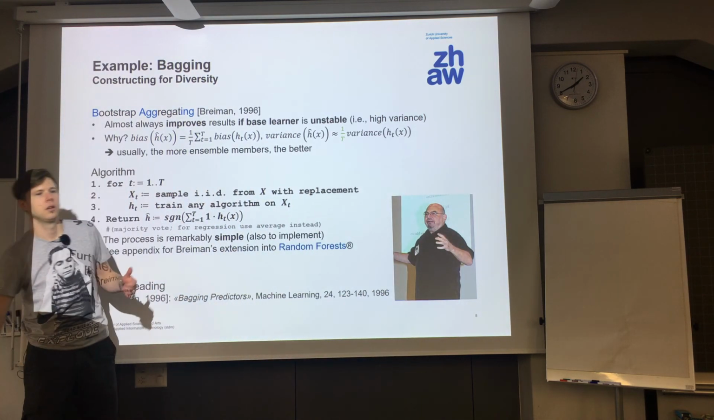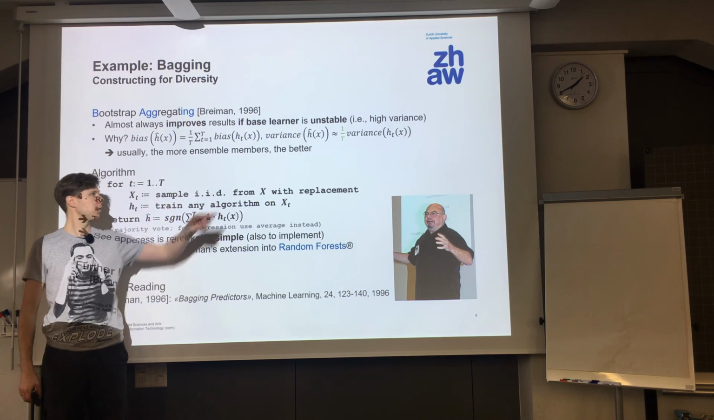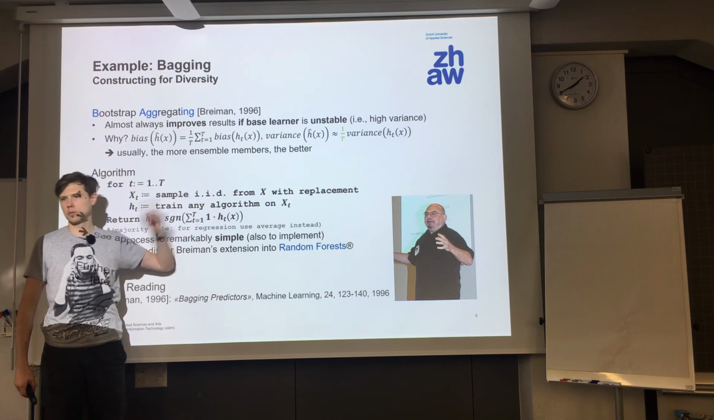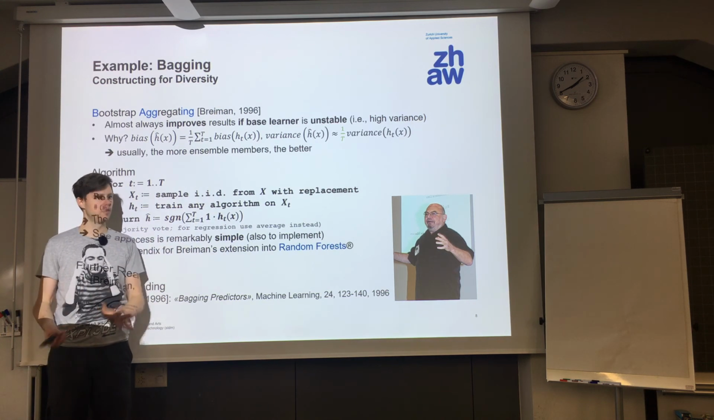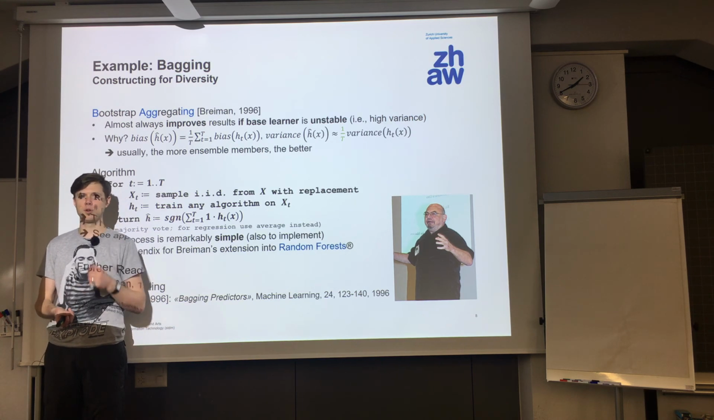This is already 50% of the ingredients for random forests. If you take this method, plug in a decision tree for the algorithm, this is already 50% of the idea of random forests. The other 50% you can find on the one-pager in the appendix.